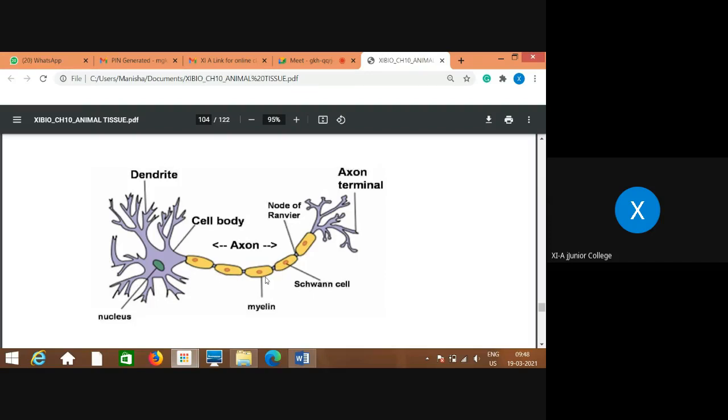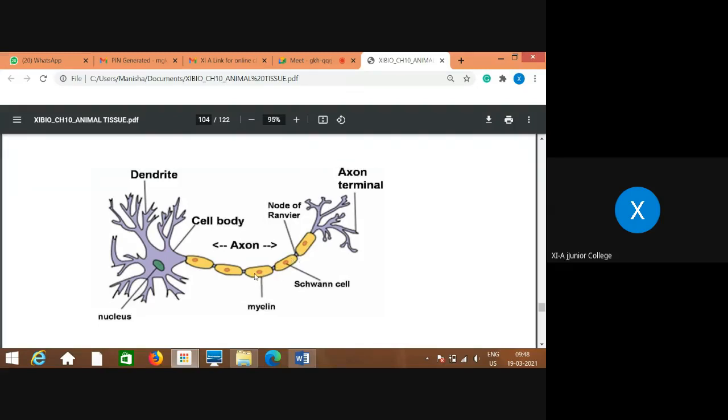These cells are called Schwann cells, whereas the gaps between them are called a node of Ranvier. So the nodes in between the neighboring cells, that is the gap or the junction of the two neighboring cells, or the gap between the two neighboring cells of the axon, that part is called the node of Ranvier.